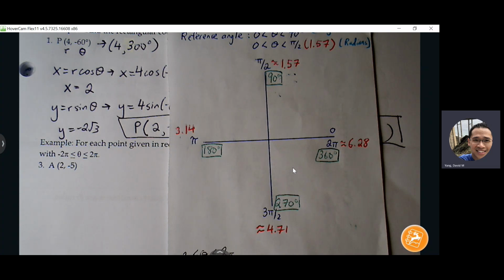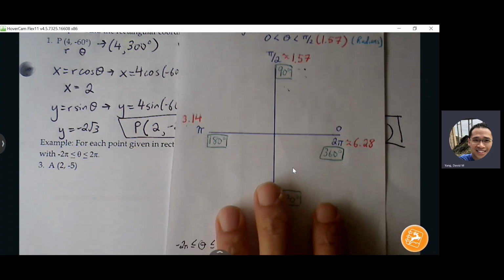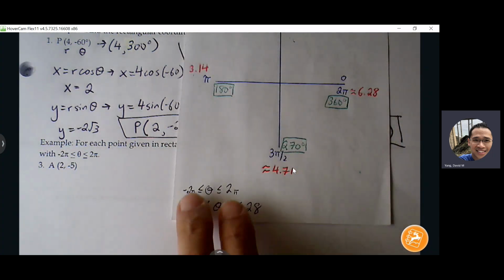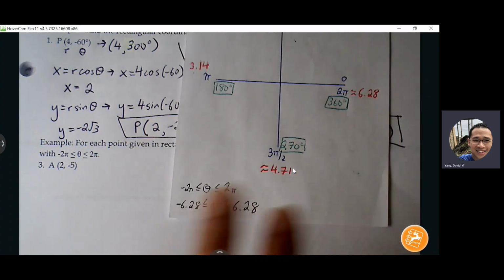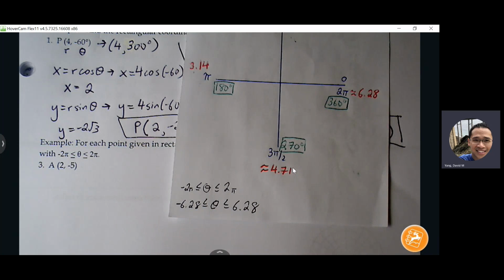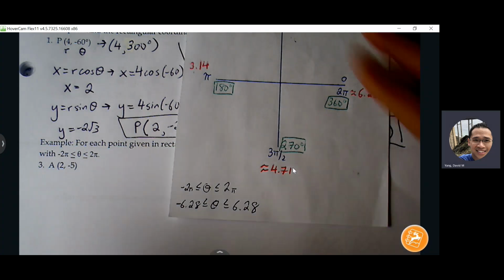Rather than adding and subtracting 360 to get to a coterminal angle, we're going to add and subtract 2 pi to make sure that we land between negative 6.28 and 6.28. I'll leave this on the board here. Also, you'll get your calculator on the test. So if you're unsure about these decimal values, you just plug them in and get decimal approximations without having to memorize them.